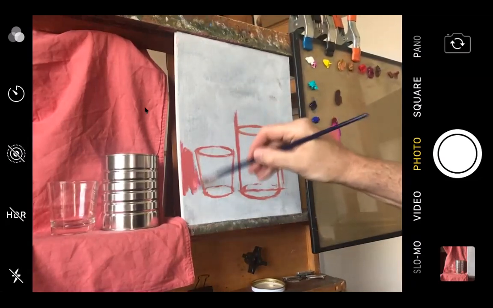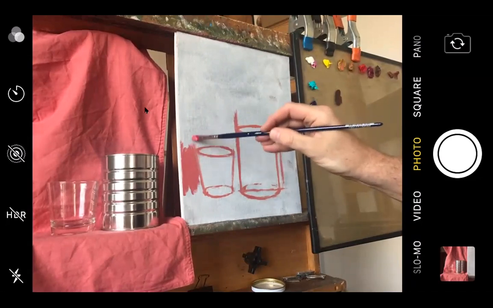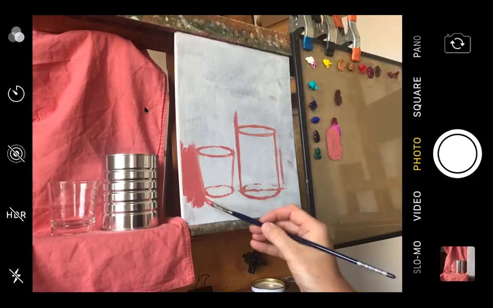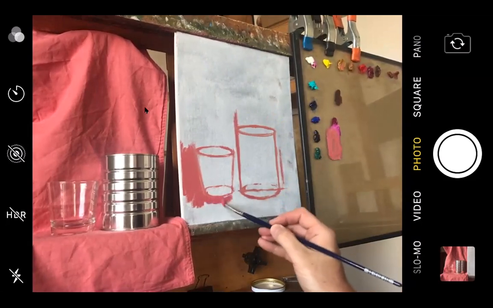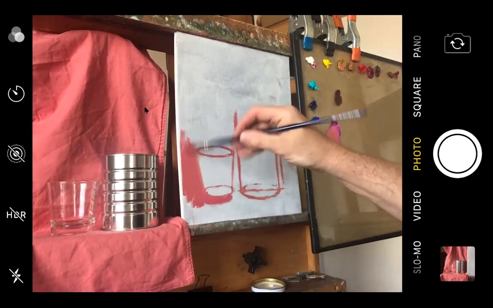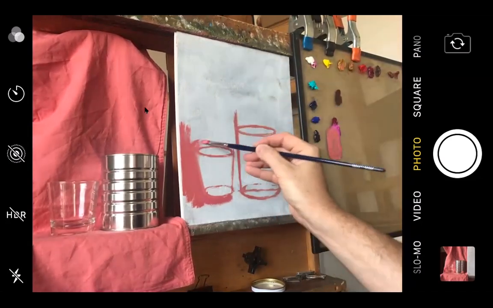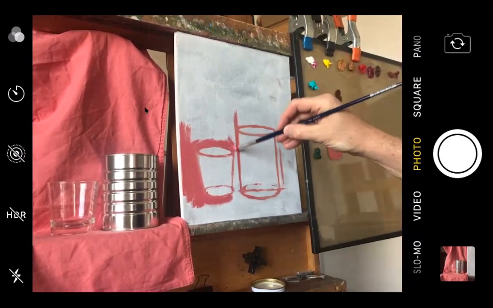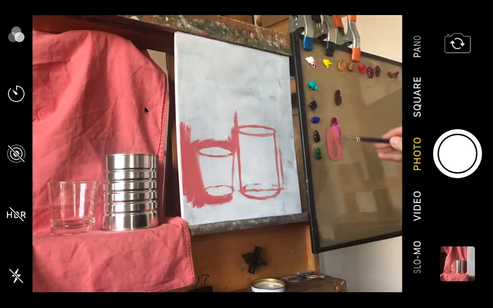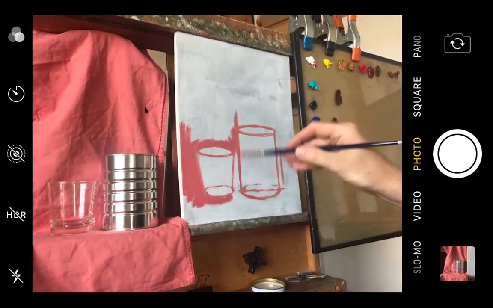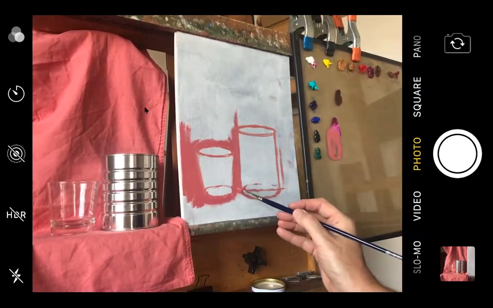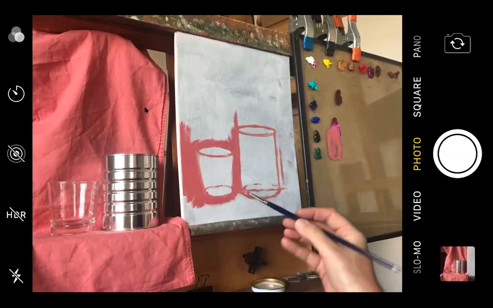So I'll just block in quickly. I'm not going to do any details around these objects. And I could, by the way, easily just paint the background right over where I want that glass to be. But just because I think that might be a little bit confusing, I'm going to do it a slightly different way.